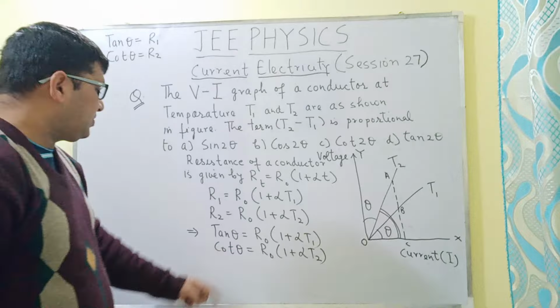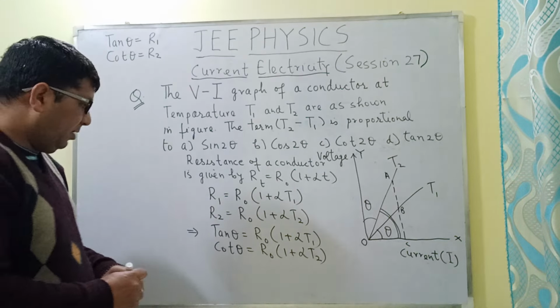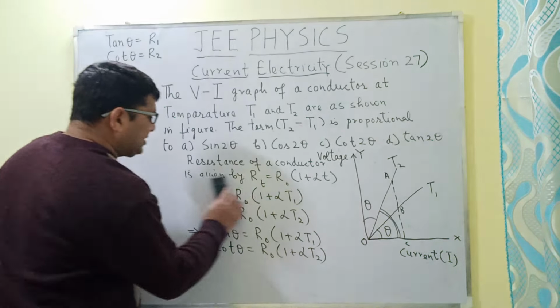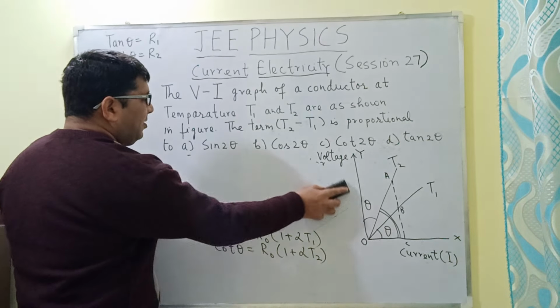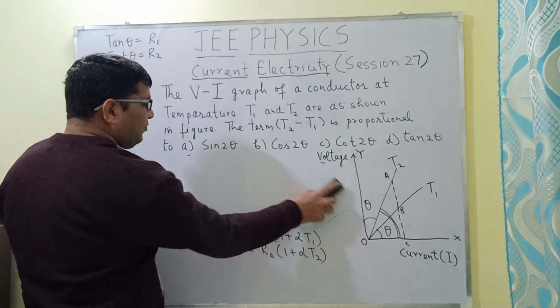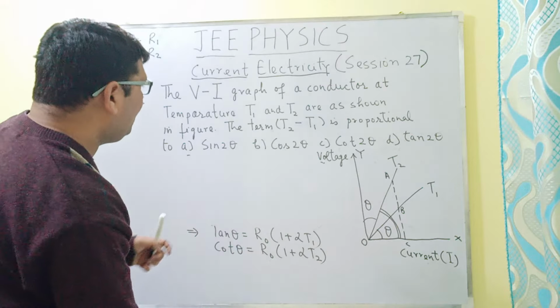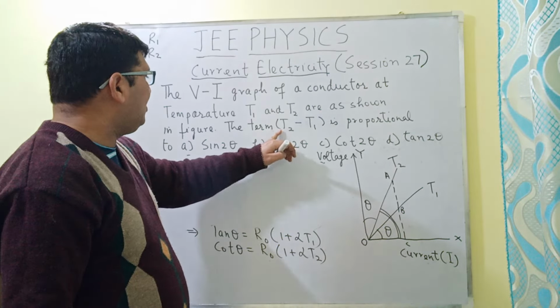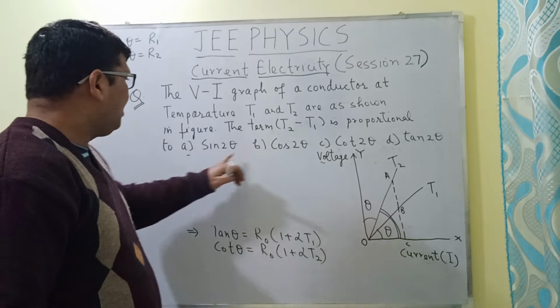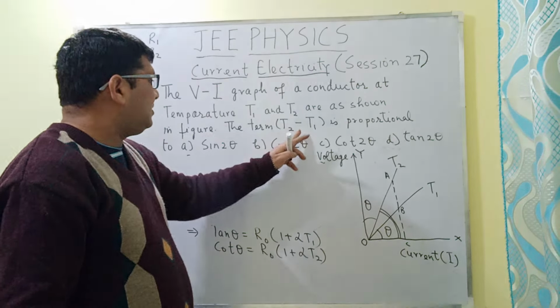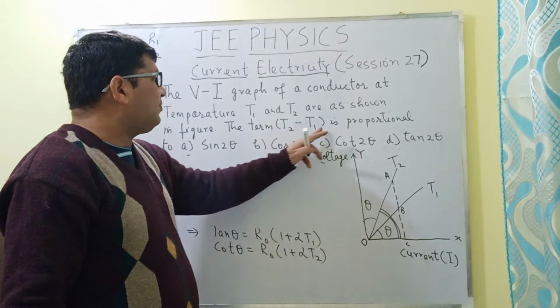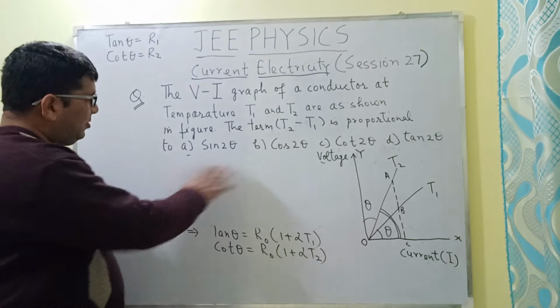So these are the two equations which I have got, and now we will simplify these two equations to get the final answer. That is, we have to find the value of the term T2 minus T1, and finally we have to find what T2 minus T1 is proportional to.